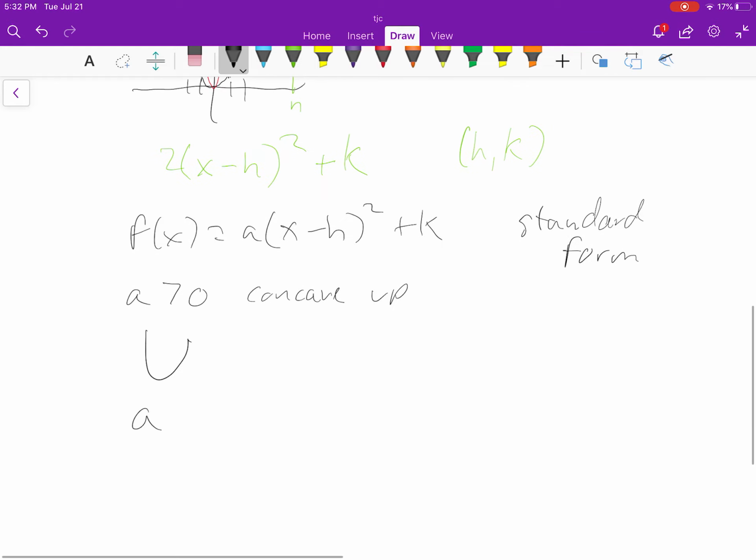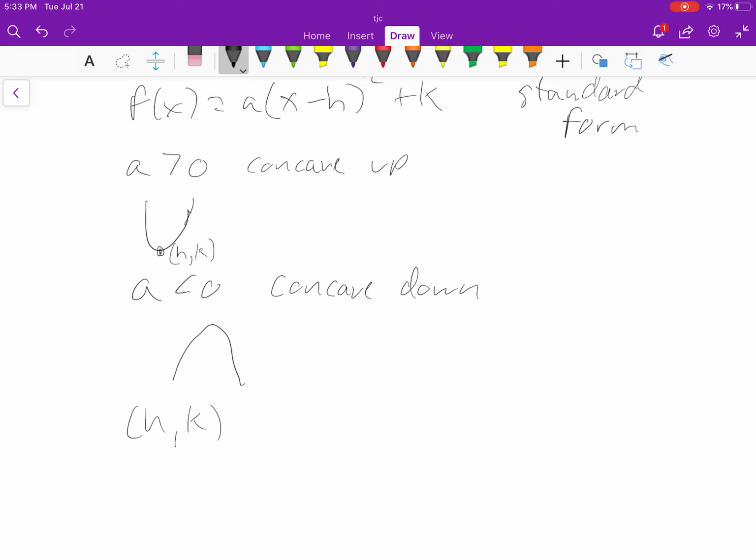And it helps to know the vertices, because the vertices, which are your h and k, they will either be your lowest point, if it's concave up, here's your vertices, h, k here, it's going to be your min, or it'll be your max if you're concave down. So here's your h and k, the vertices. It'll be a max.